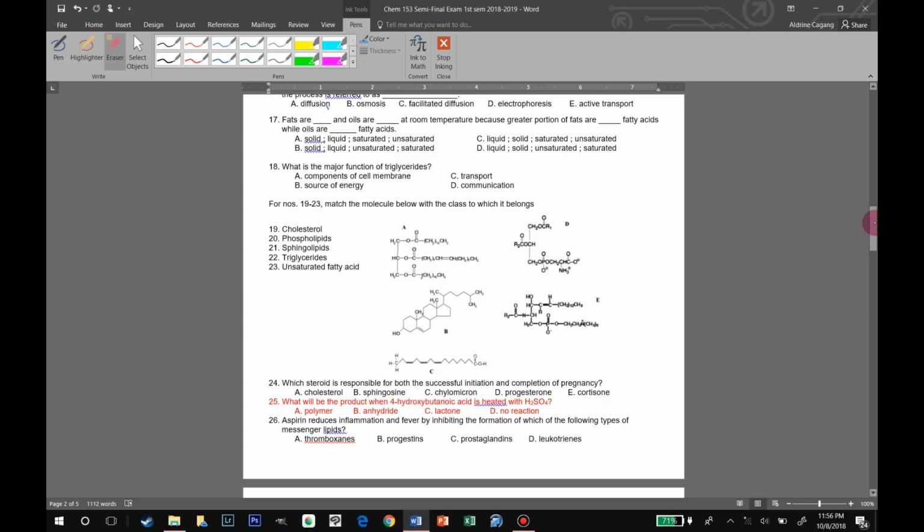Okay, for numbers 19 to 23, you are asked to match the molecule below with the class to which it belongs. So you have here 5 classes: cholesterol, phospholipids, sphingolipids, triglycerides, and unsaturated fatty acid. And then you're given 5 structures also. So number 19, you have cholesterol.